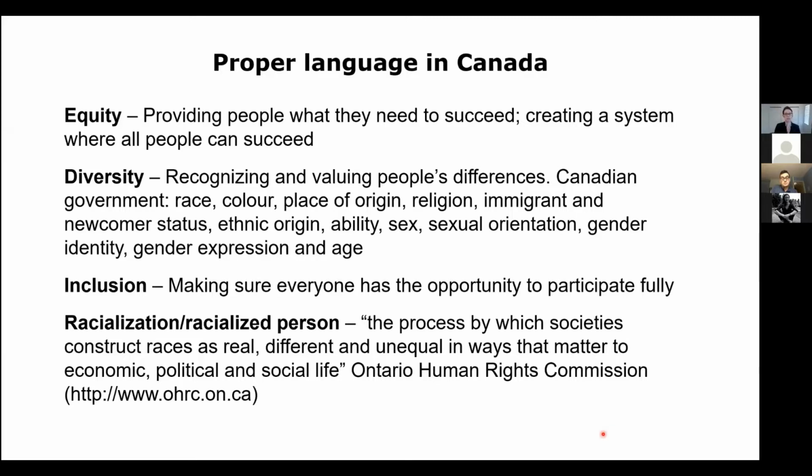So diversity is recognizing and valuing people's many differences. I have a list from the Canadian government of what they consider those differences to be, and it's everything that you would expect: race, place of origin, ethnicity, etc. And then inclusion is making sure everyone has the opportunity to participate fully.